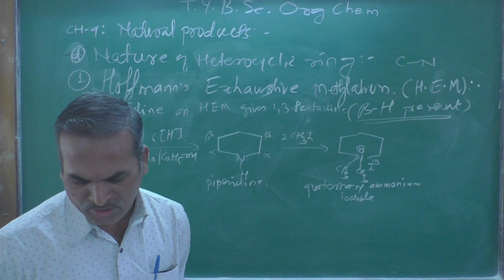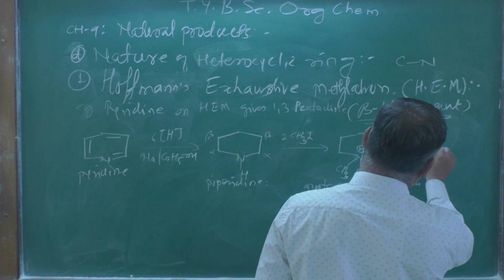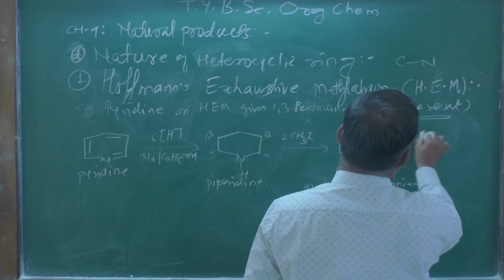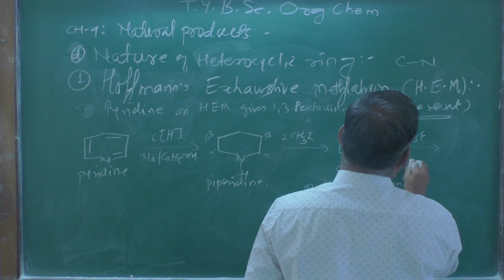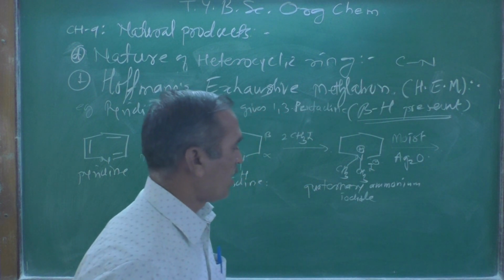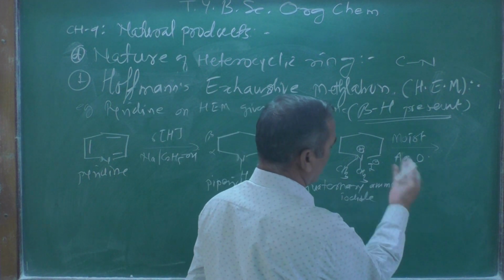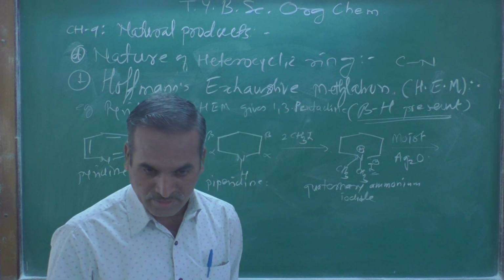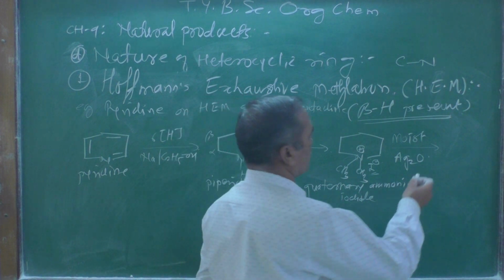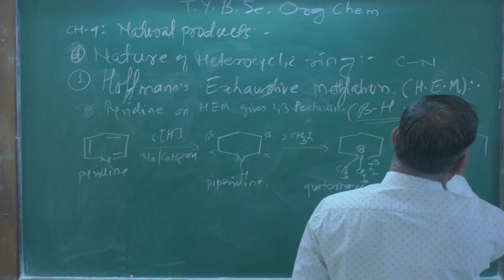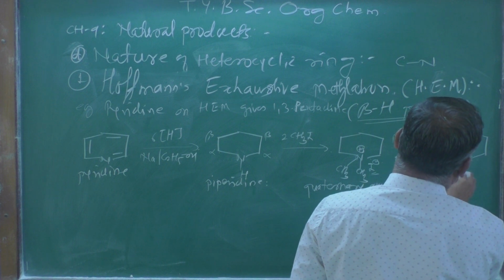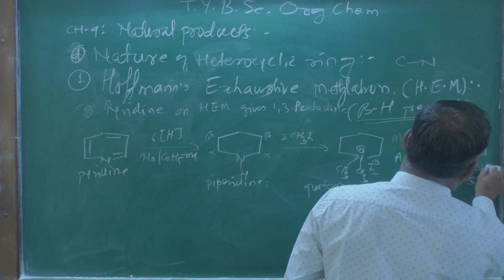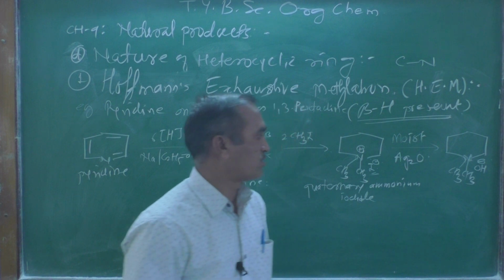And when the quaternary ammonium salt is formed, this derivative is further treated with moist Ag2O, that is silver oxide. And what do you get? Here you are going to get another derivative. Remember that the iodide ion gets replaced by a hydroxy group. That's it, and you are going to get the methyl group CH3, then CH3 as it is. I am replacing the iodide by hydroxy, and this is known as a quaternary ammonium hydroxide.